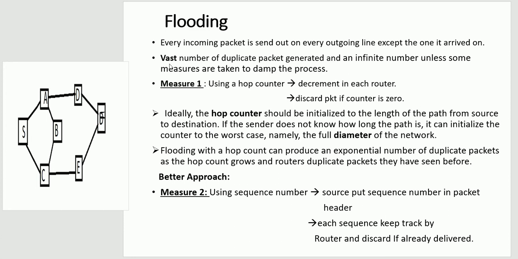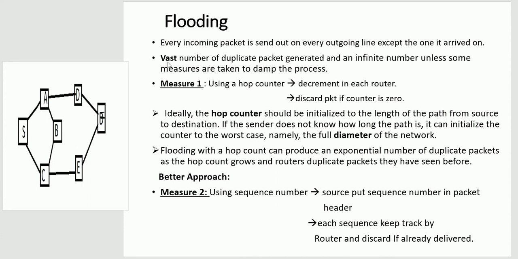The second point is that a vast number of duplicate packets are generated, and infinitely so, unless some measures are taken to dampen the process. So suppose that S sends a packet to F. S has only one packet, so it sends to A and C, making duplicates to send to C and A. So here there are two duplicate packets. A has a packet from S, so A again generates two duplicate packets to send to D and B. And B sends to C, and C again makes two duplicate packets to send to S and E. So here we can see that we send only one packet, but a vast number of duplicate packets are generated.